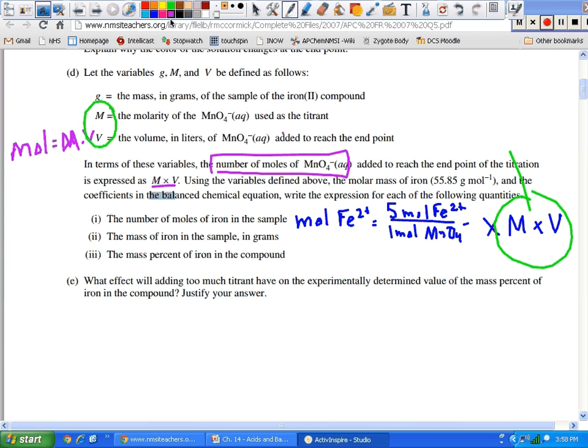Well, see, the thing is, you have to use these 3 things. So molarity times volume is... So if we just put M times V, would that be right? Yeah, that's what they want. That's how they have it. You couldn't use moles.